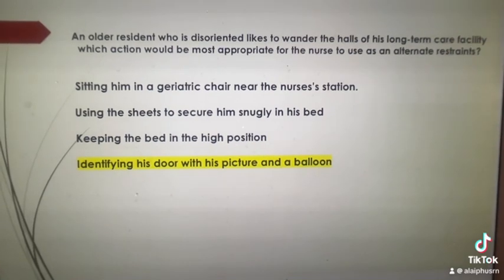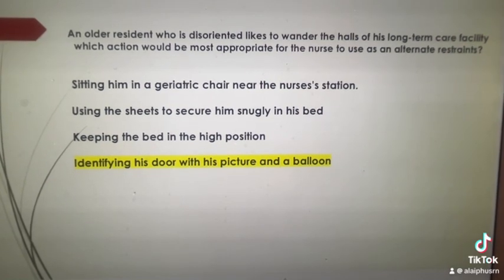this might be construed as also a restraint, because the patient cannot just go out of the room by himself. The nurses have their eyes on him. So this is kind of a type of restraint as well. Option 2, using the sheets to secure him snugly in his bed. Now, this is obviously a pure sign of restraints.